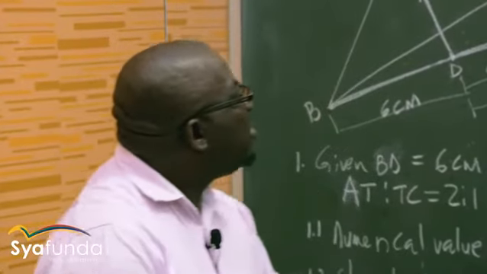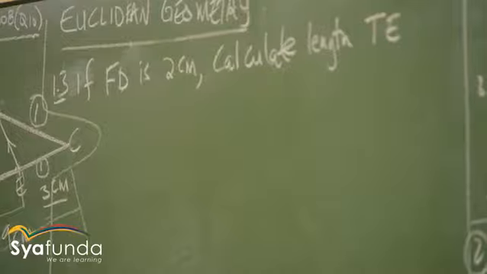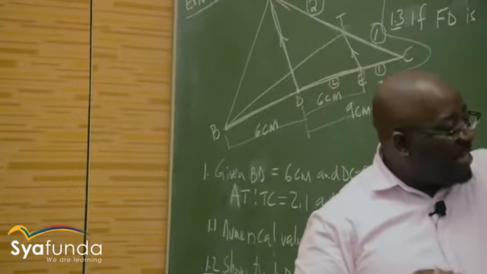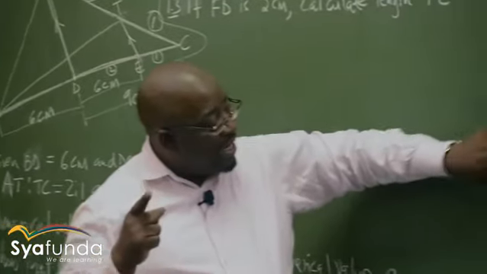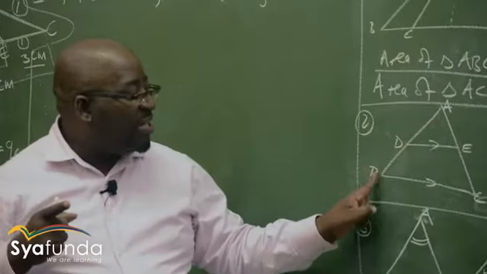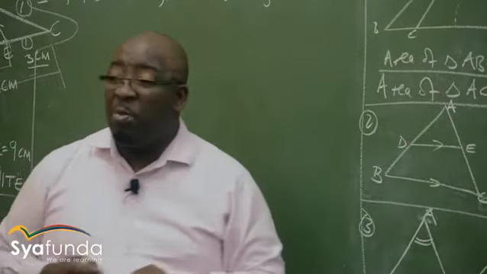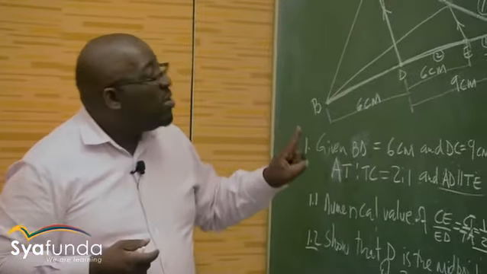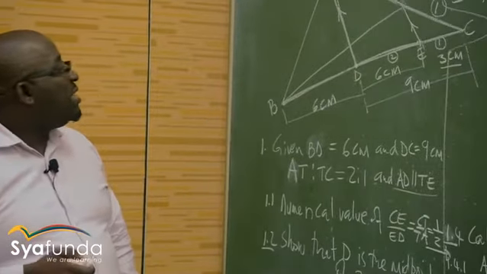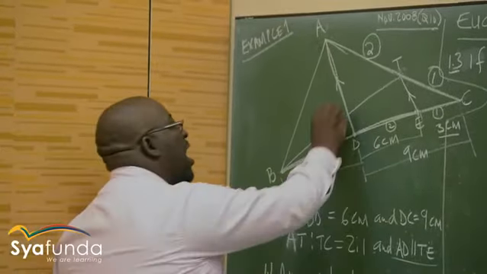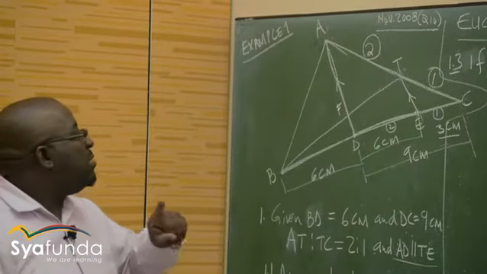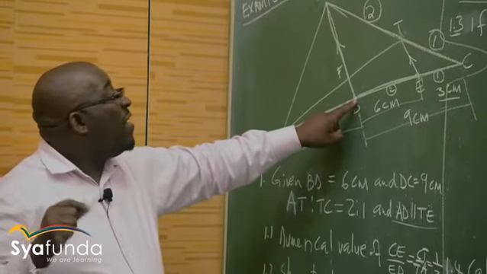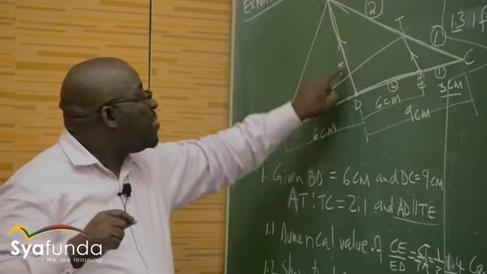The third problem wants us to calculate TE. If this point here is the midpoint, it tells us that this distance is half of that distance, if and only if the point is the midpoint. This is the grade 10 midpoint theorem. Now, let's look at what we're looking for here. If FD, where is FD? I did not put F there. I think it's here. F is here. If FD is 2 centimeters, remember what D is. It is the midpoint. The question says FD, from there to here, is 2 centimeters.